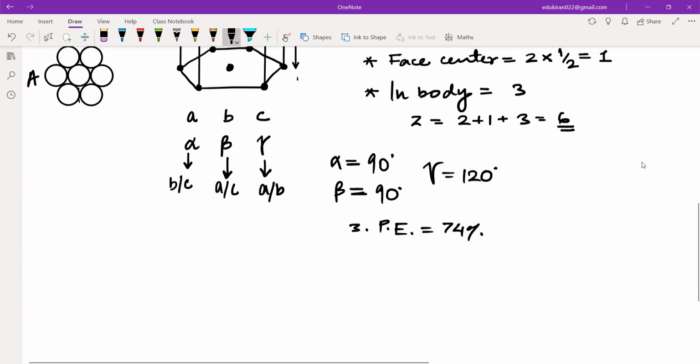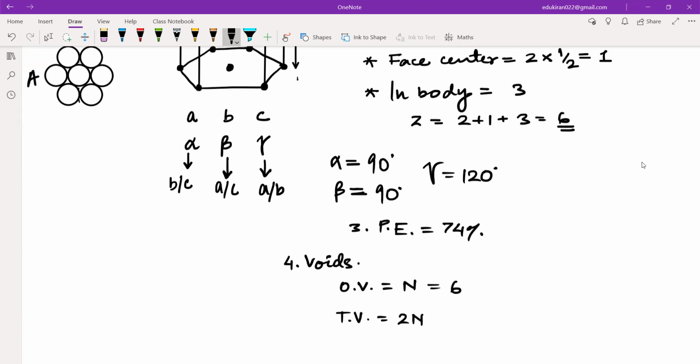Last point that we want to write in this case is the voids. And this is important. So we will write octahedral voids, which is equal to n, as we have seen in the last class. And n is the number of atoms, so this will be 6. And also tetrahedral voids, equal to 2n, where n is the number of atoms in the unit cell. Please remember, in the unit cell, this will be equal to 12.